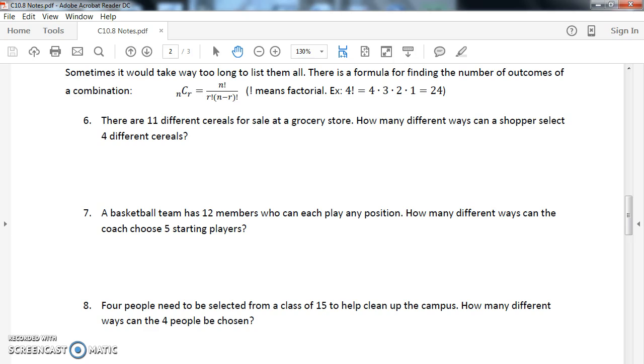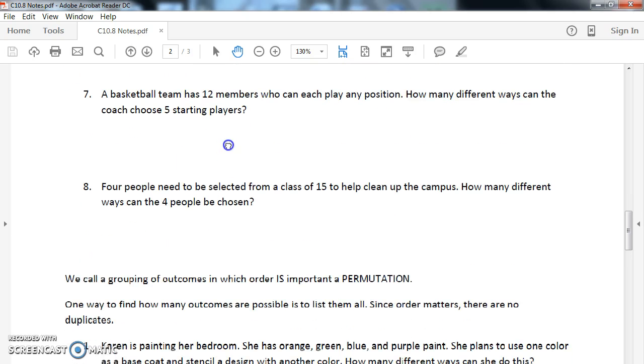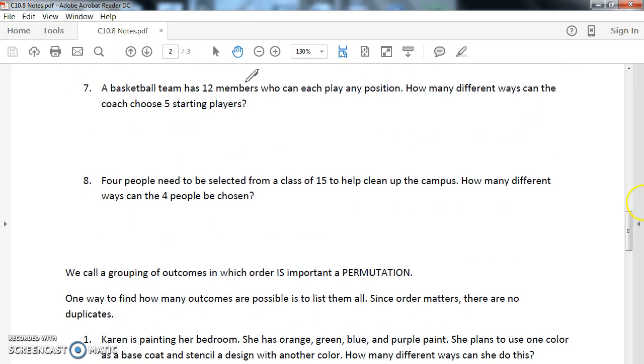Okay, so the next example says a basketball team has 12 members who can each play any position. How many different ways can the coach choose 5 starting players? So we have 12 to choose from. Order doesn't matter, so it's a combination. And we're choosing 5. Plugging those numbers into our formula, I'll do this quickly. If you'd like to take a moment to pause and fill it in yourself and double check your work, that would be a very good idea.